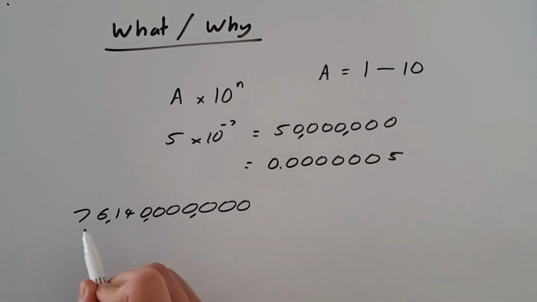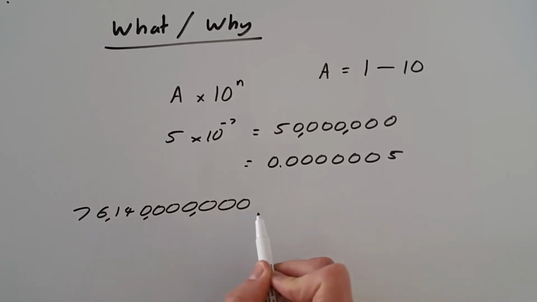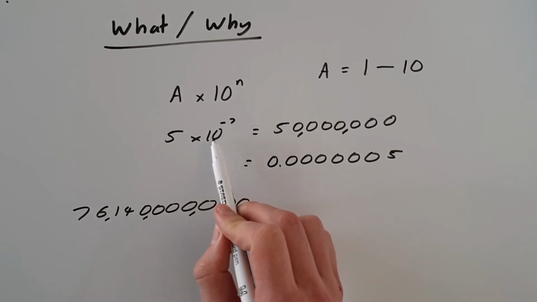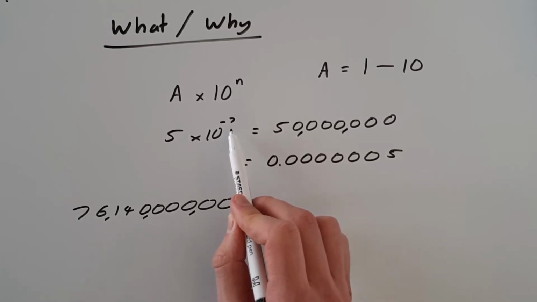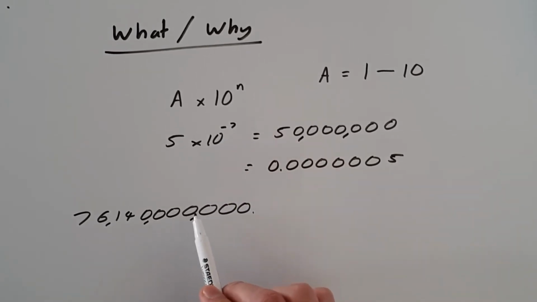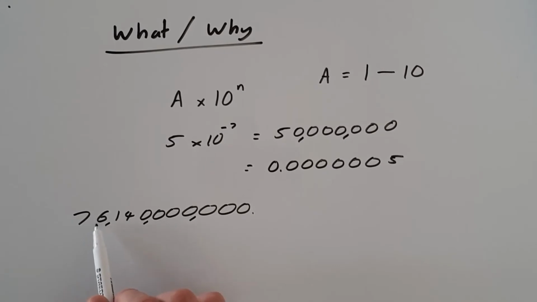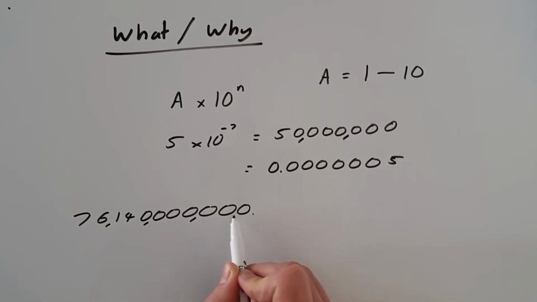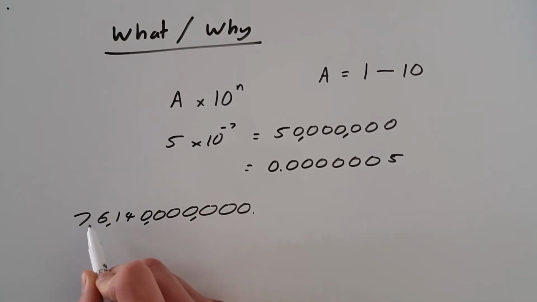So what we do is, we want to put our decimal point here, after the 7. So our decimal point is currently here, at the end. So our 10 to the power of this number will tell us how many places we need our decimal point to move so it's in the right spot. Okay, so we need this to be between 1 and 10. So it'd be 7.614. Okay, so we need the decimal point to move 1, 2, 3, 4, 5, 6, 7, 8, 9, and 10. So we need to move 10 places.